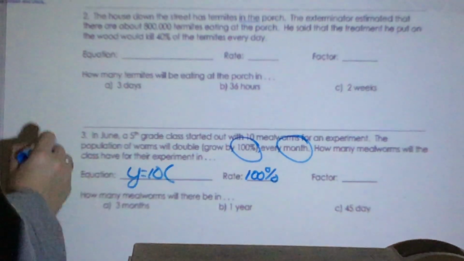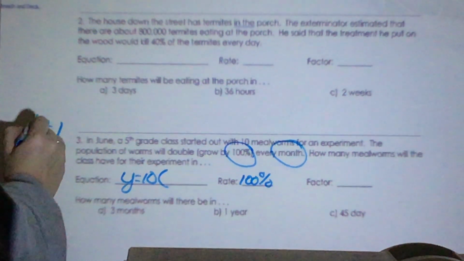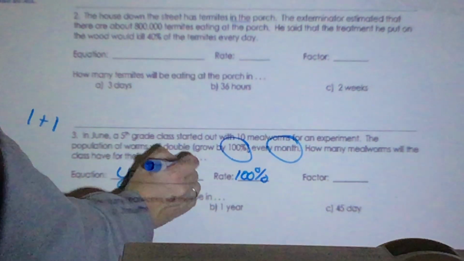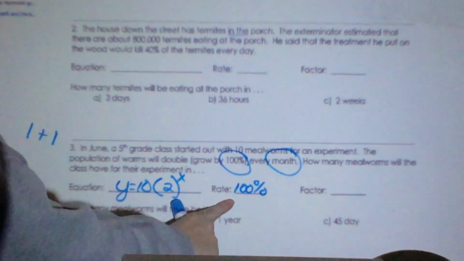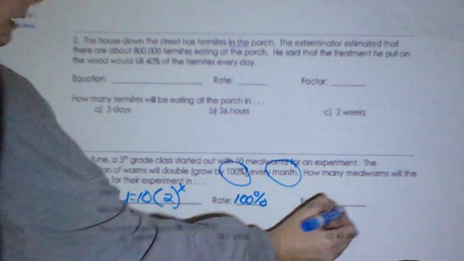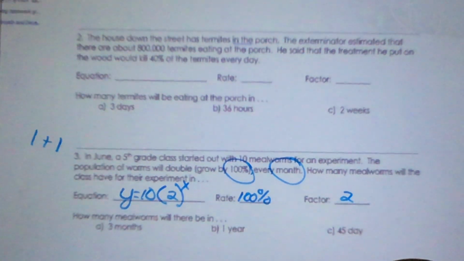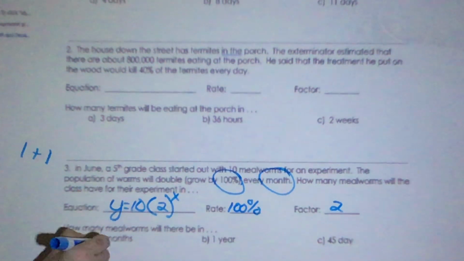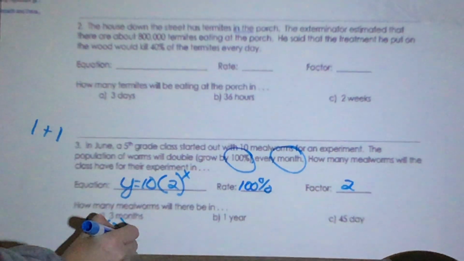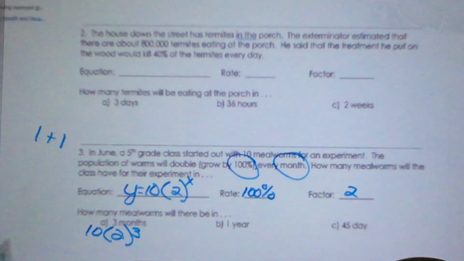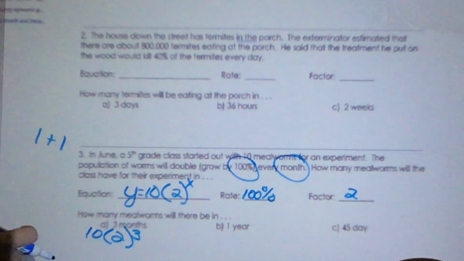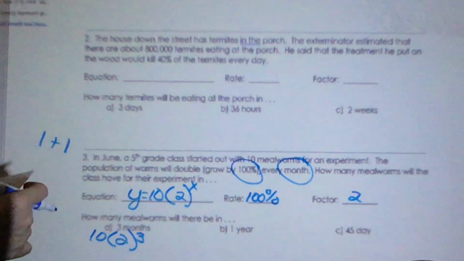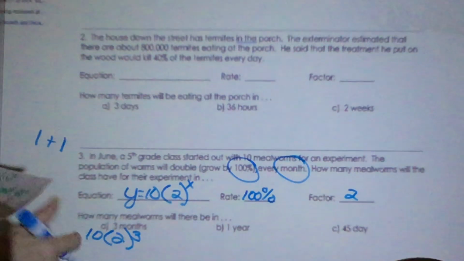If it's growing at 100%, that's 1 plus 1 would give us 2 in the parentheses to the x power. Something that grows at 100% actually doubles. That's the factor. So for 3 months, we're going to do 10 parentheses 2, and we're going to put a 3 in as our variable. For that one, you should get 80.